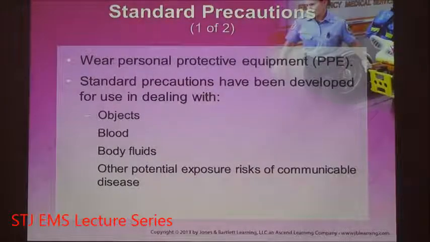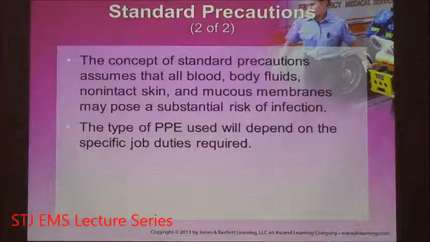So our standard precautions, of course, gloves. They've been developed over the years to combat us having to deal with direct contact with bloods and body fluids, because we have bloodborne pathogens that are infectious if they get into our body. So when we talk about standard precautions, it's based on the concept that we just make assumptions that every patient has an infectious disease, because every patient has the potential to have an infectious disease. And the type of personal protective equipment that you use is going to be based on the specific job duties that are required of you as an EMT or a paramedic.